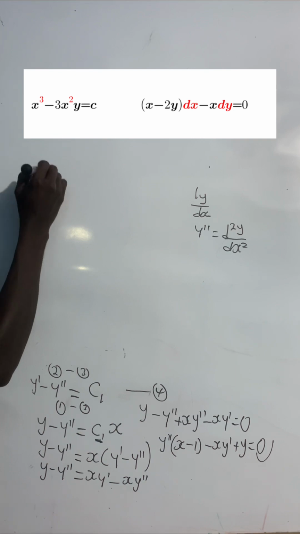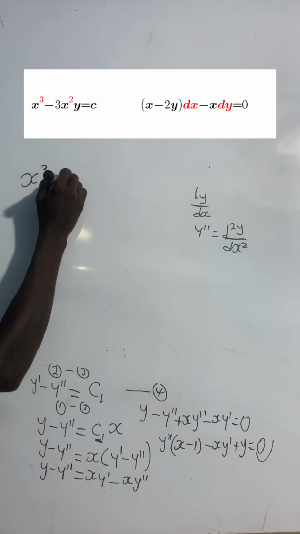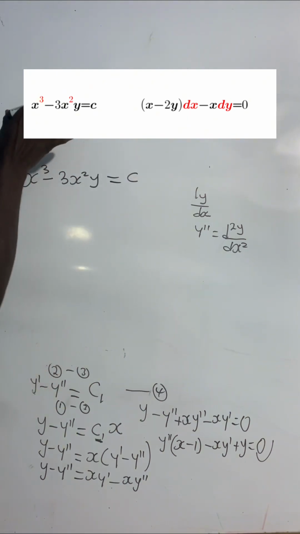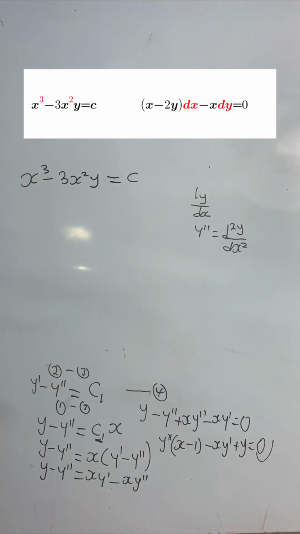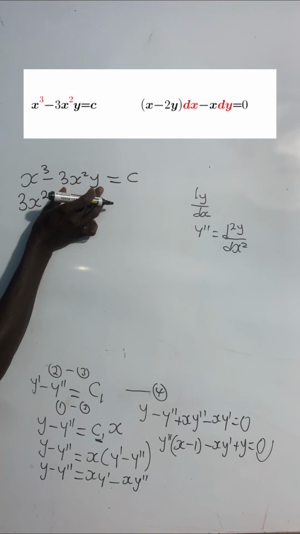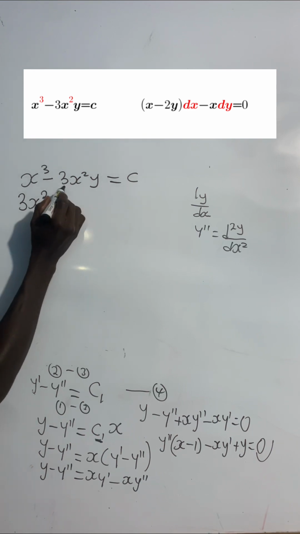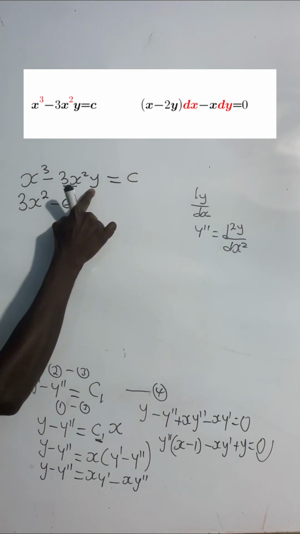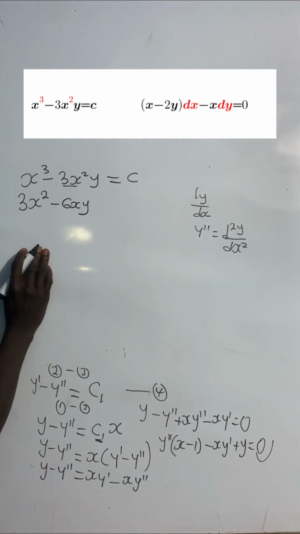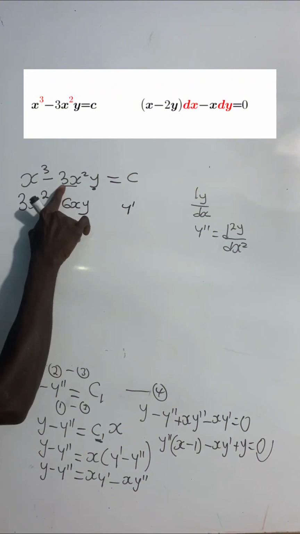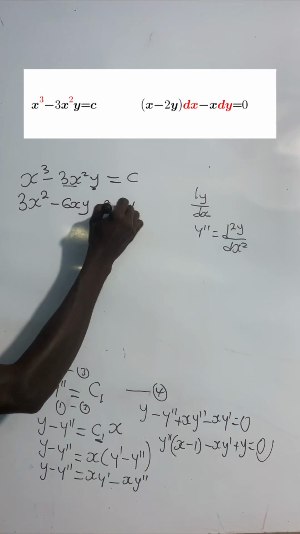The next one is to show that x cubed minus 3x squared y equals c is a solution to the differential equation (x minus 2y) dx minus x dy equals 0. Now we move straight to our implicit differentiation. If we differentiate x cubed with respect to x, we get 3x squared. Now for 3x squared y, we use the product rule. So we take 3x squared and differentiate, we get 6x times y. That gives minus 6xy. If we differentiate y, we get y prime, and then we multiply it by minus 3x squared, equals, if we differentiate c, we get 0.